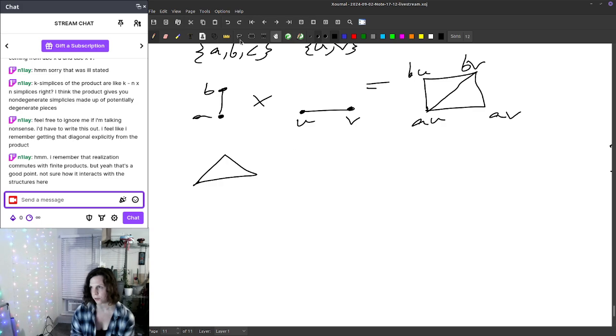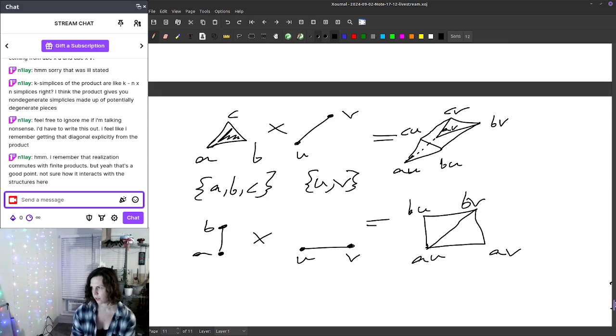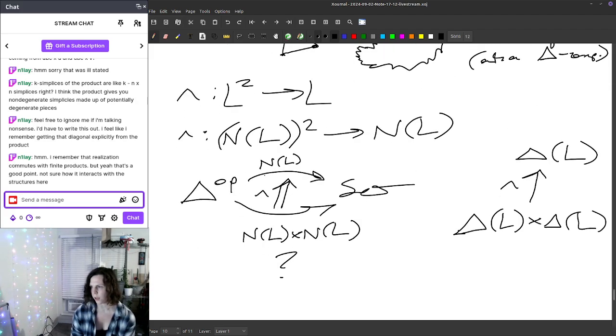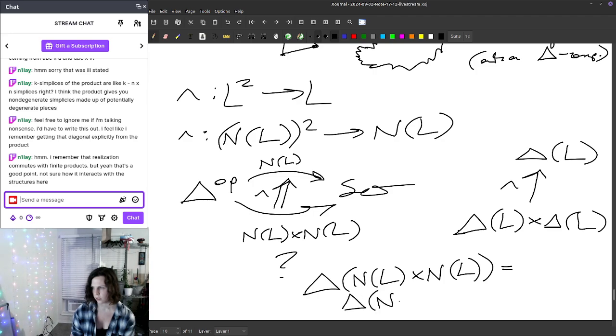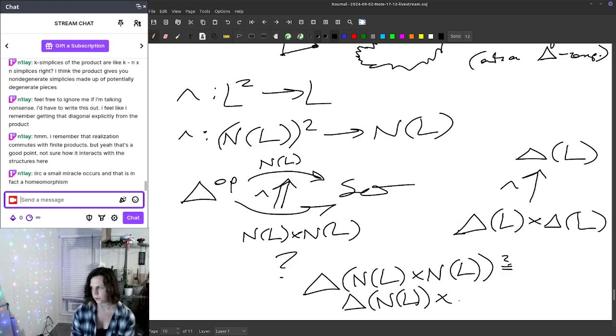You're saying the geometric realization commutes with finite products. Okay, so if I call the geometric realization delta, you're saying that delta of this is supposed to be, or I guess I called it delta of L here, but yeah, it's supposed to be this. Is this equals to, or are you saying that it's homotopy equivalent? What type of equals is this? That's a homeomorphism of spaces?